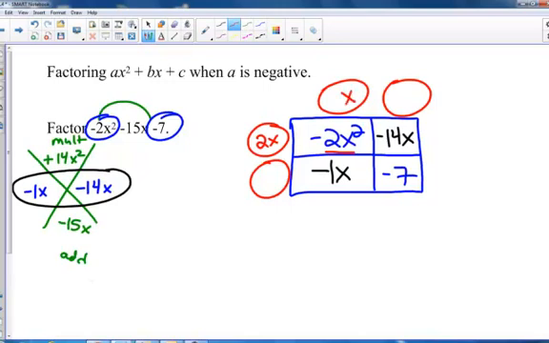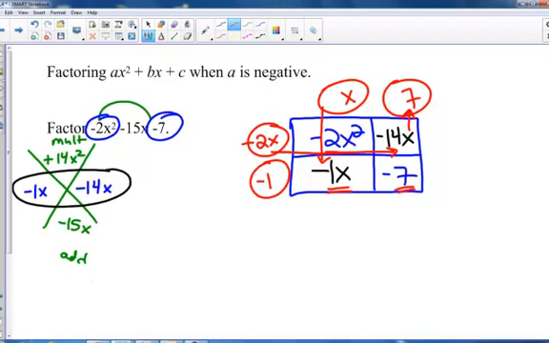Now, one of these needs to be negative. Since this is 2x, I'm looking at my negative 14x here, so this is going to have to be 7. I'm noticing this is negative 7, so if I make this negative, let's see if this works. This is my negative 1x, this is my positive x, so this would have to be negative 1.